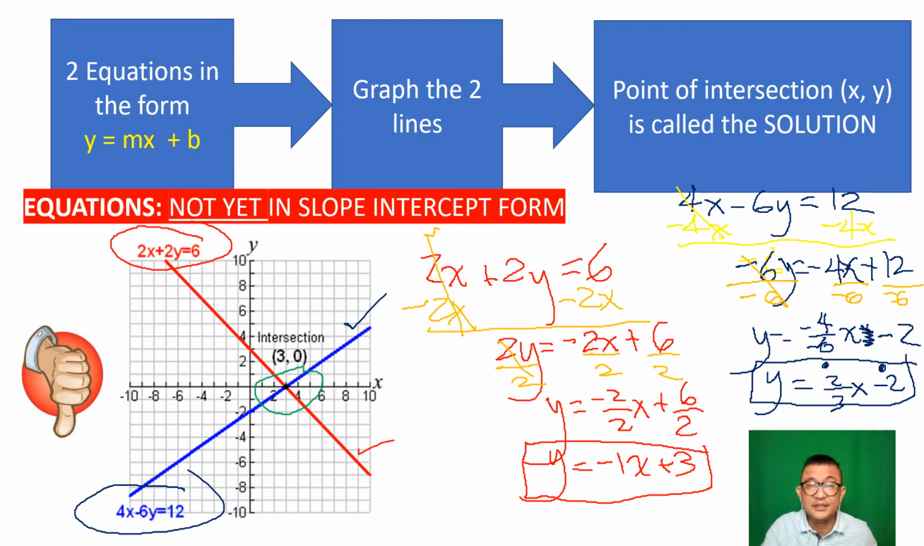So again, if it doesn't look like y equals mx plus b, what did we do? We convert them first, so that we can graph them.